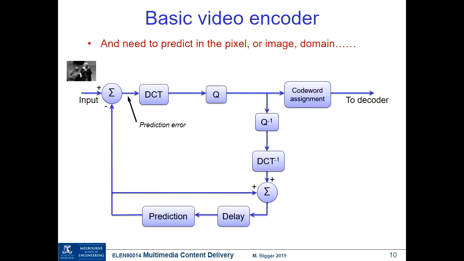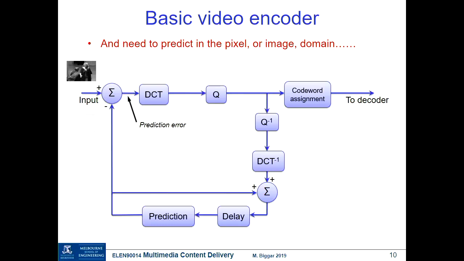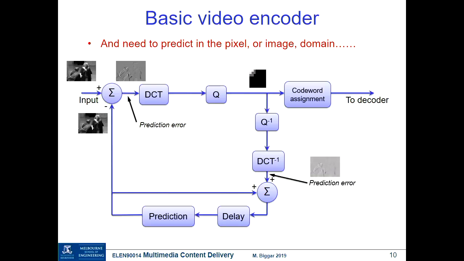And I can illustrate that again with some little thumbnails. So this is the new image we want to predict. We've got to generate this one. We have a prediction error that results. Via the transform, we get back to prediction error here, which looks like this. We have to add that to our previous frame to generate a prediction for the next picture.